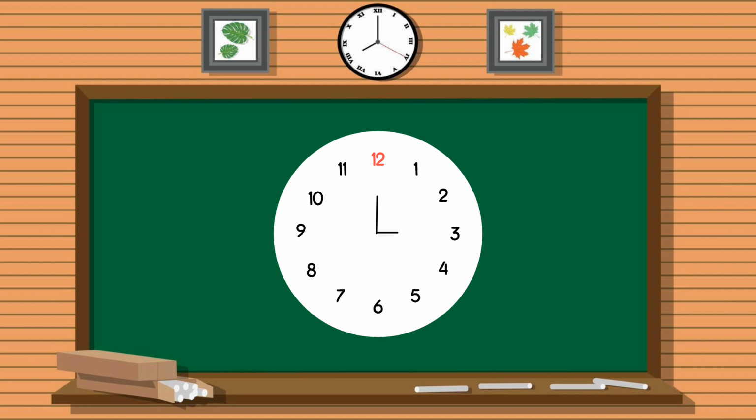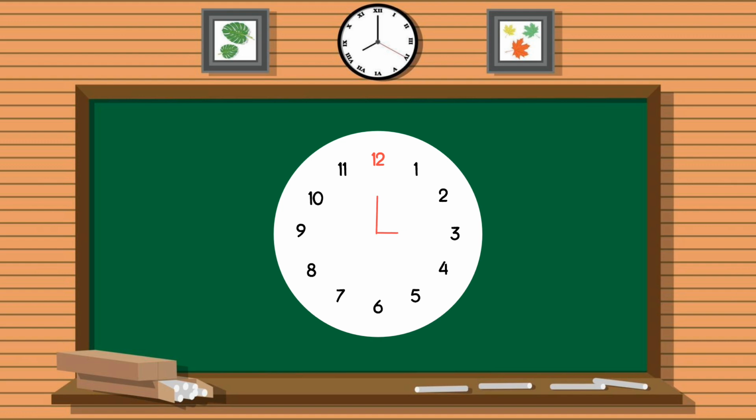So from 12, we go to 1, 2, 3, 4, 5, 6, 7, 8, 9, 10, 11, and back to 12.